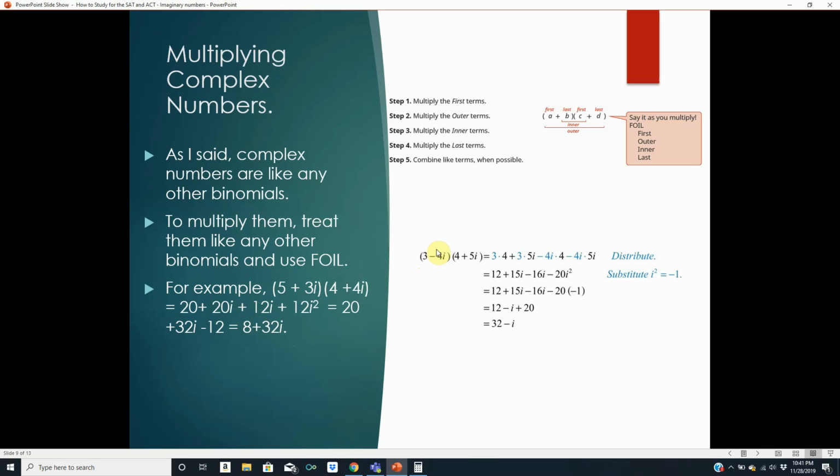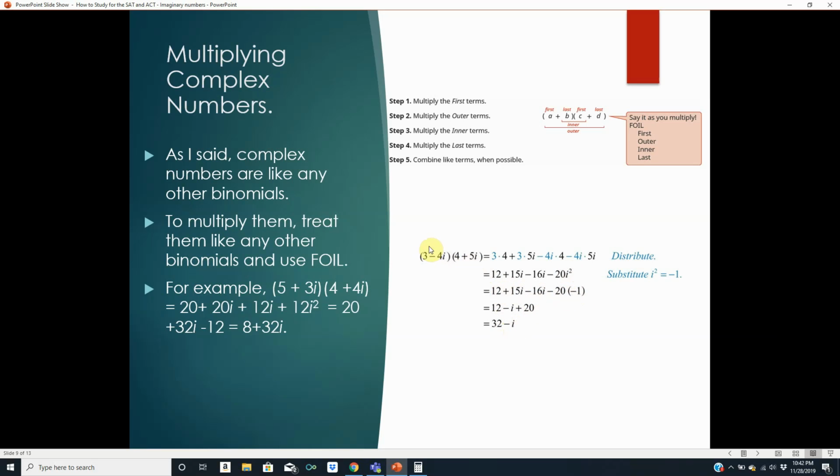The problem we have here, same thing. 3 minus 4i times 4 plus 5i. 3 times 4 is 12. 3 times 5i is 15i. Inner, negative 4i times 4 is negative 16i. And then negative 4i times 5i, you end up with minus 20i squared. Since i squared is equal to negative 1, you end up with negative 20 times negative 1. So then it becomes 12 minus i, because it's 15i minus 16i, plus 20. So you end up with 32 minus i.